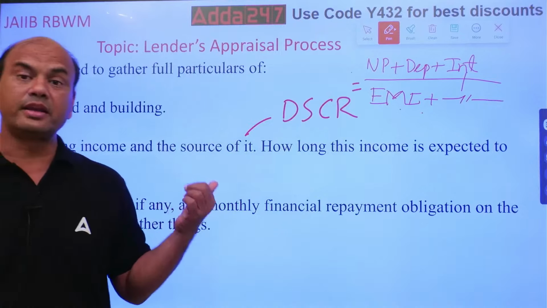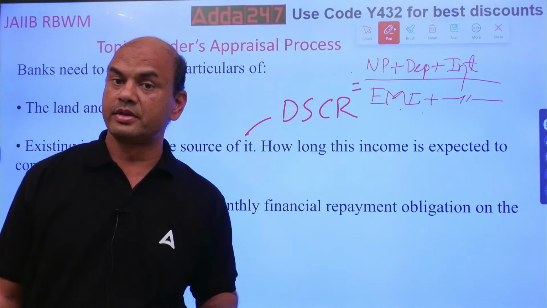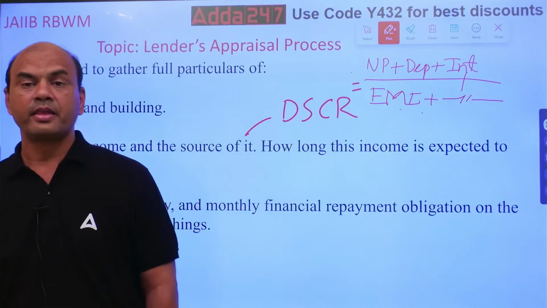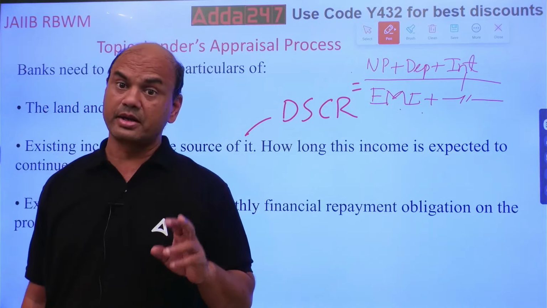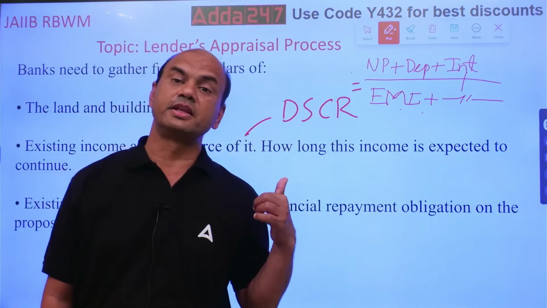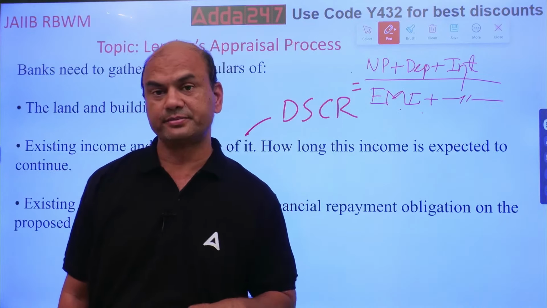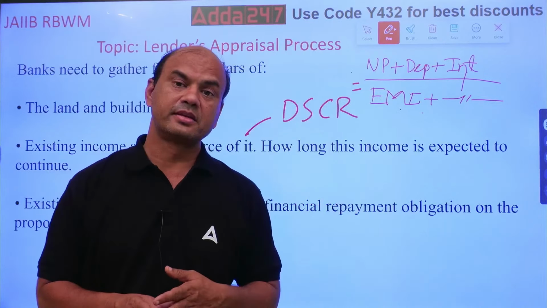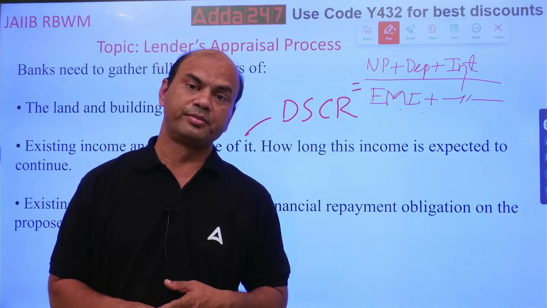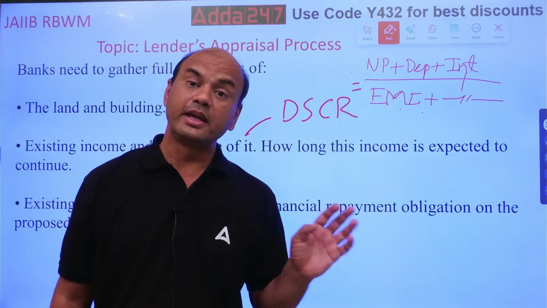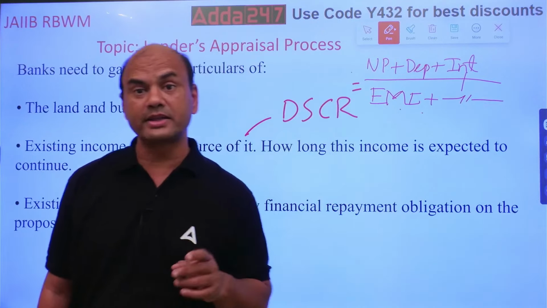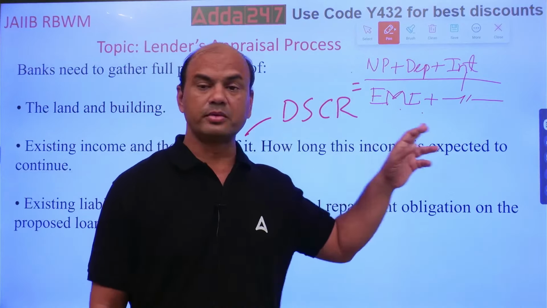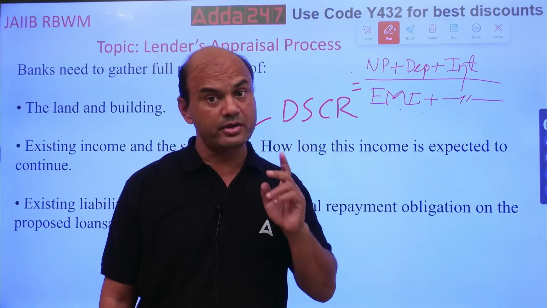This is the main ratio in any home loan. DSCR, debt service coverage ratio. Net profit, remember it, because this question comes in the exam for calculating the DSCR. Net profit plus depreciation plus interest on long-term loan upon total EMI, your bank's EMI plus other banks' EMI, plus interest on long-term loan. This interest on long-term loan, remember, will be twice.